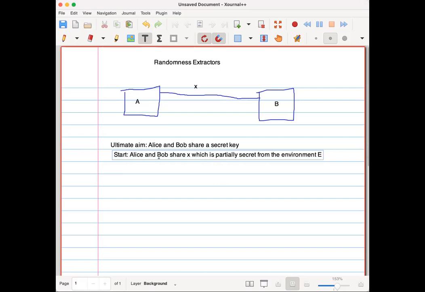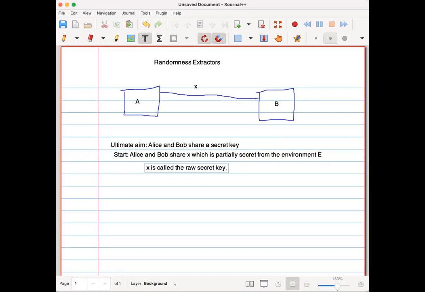So Alice and Bob, think of it as a partially secret key. They share X, which is partially secret from the environment. Maybe you think of X as a message, but in this diagram, X is not the message. X is what is called the raw secret key. The raw tells you that it is not fully secret, it's only partially secret from the environment. We'll quantify what this means very soon.